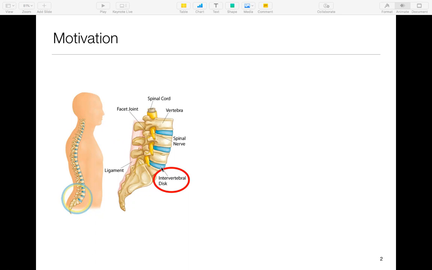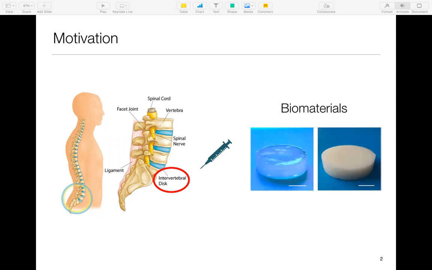A current solution is to have surgery to fuse vertebrae together or hold them in place with metal bars and screws. Unfortunately, this is very invasive and not always successful. That's why our collaborators proposed using biomaterials as treatments instead. Biomaterials are substances that are engineered to mimic tissue. For example, there are gels for intervertebral discs or hard scaffolds for bones. Intervertebral disc biomaterial could be injected between the vertebra to regenerate or replace intervertebral disc.